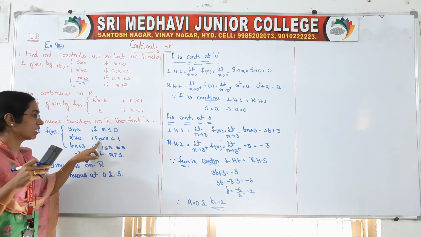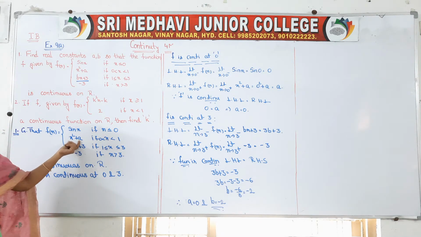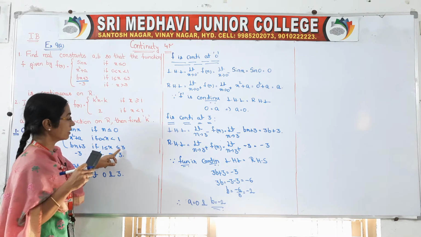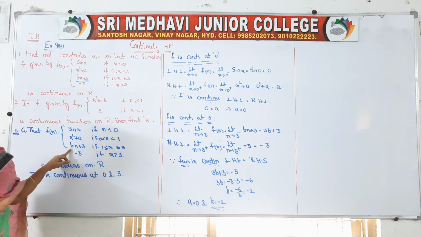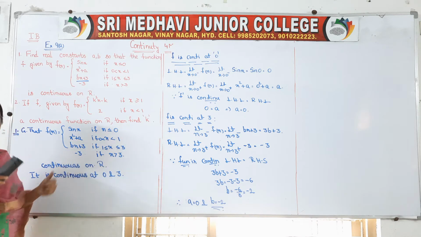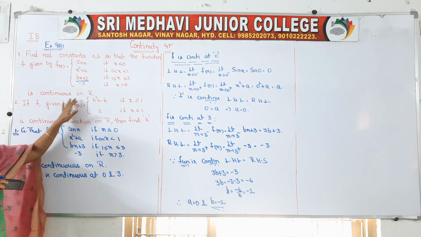If x is greater than 0, less than 1, it is defined as x square plus a; x greater than or equal to 1, less than or equal to 3, it is defined as bx plus 3; and x greater than 3, it is defined as minus 3. Okay, so here, find if this function is continuous on R, find A and B values. Okay, so it is continuous on R.